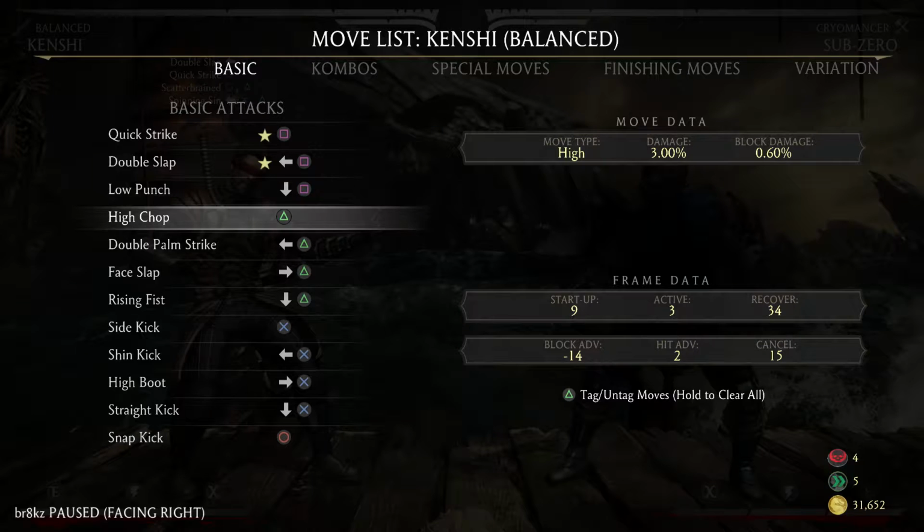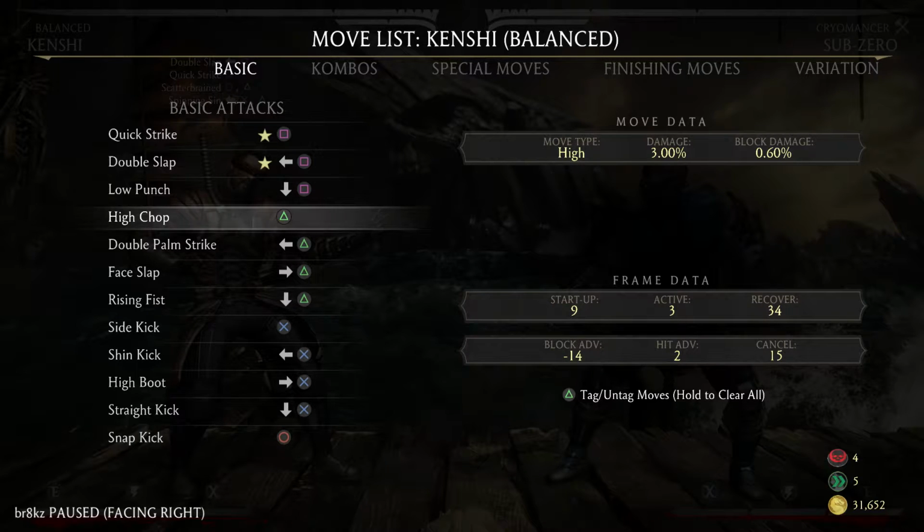So although this says minus 14, he actually doesn't have 14 frames to punish me before I could block. What he really has is 13 frames to punish me before I could block. So if you're looking for a move that is trying to punish a negative move, make sure you pick a move that starts up 1 frame faster than what their negative is.